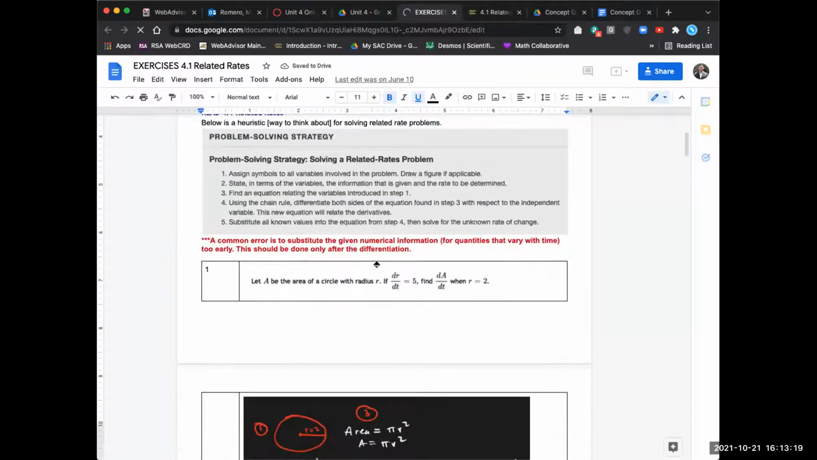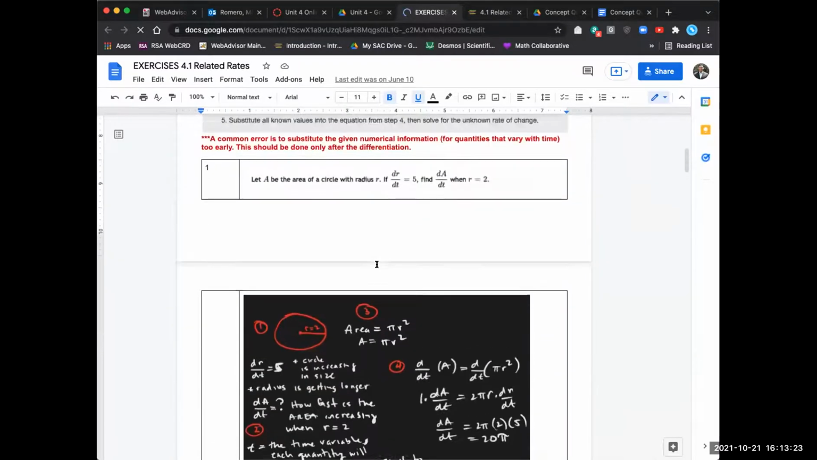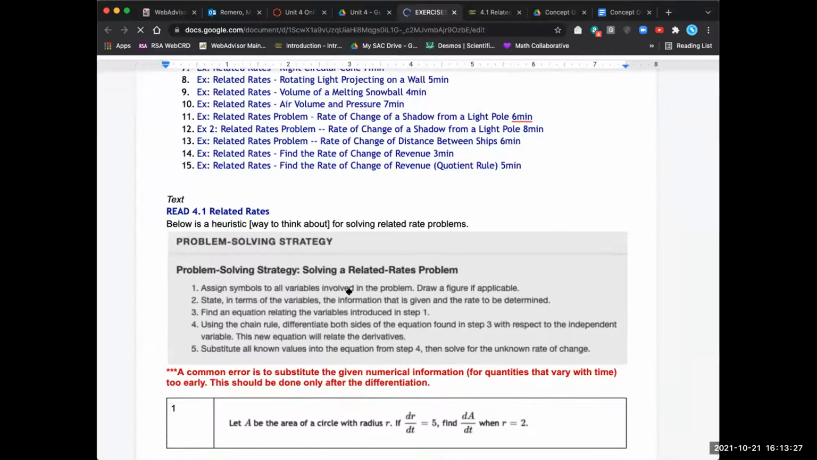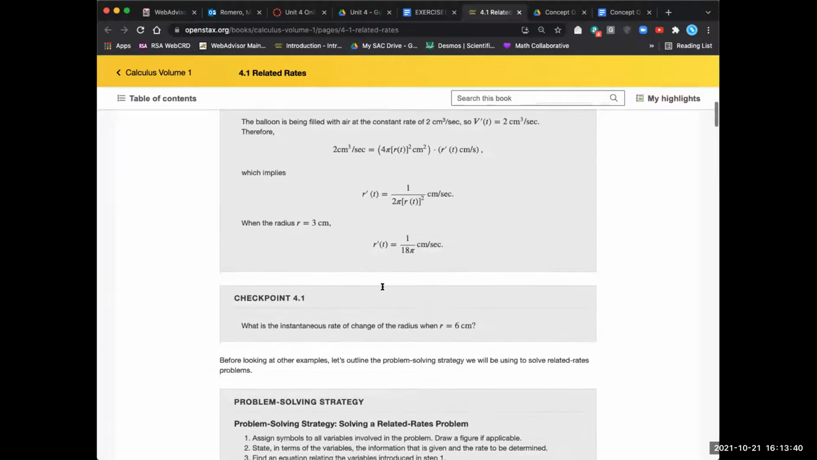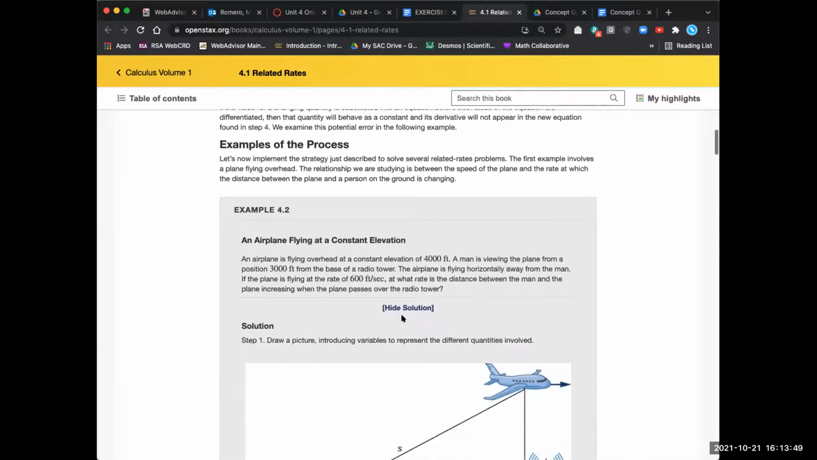So again, I want to emphasize, as you look at some of my support here, remember the problem solving strategy for related rate problems. It's not as easy as this says, but these are the steps you will take to be successful in that. So take your time, go through the examples here, the extra examples. You can do a checkpoint so that you can look at the answers to the checkpoints later down below. But again, that strategy is what we're going to use.